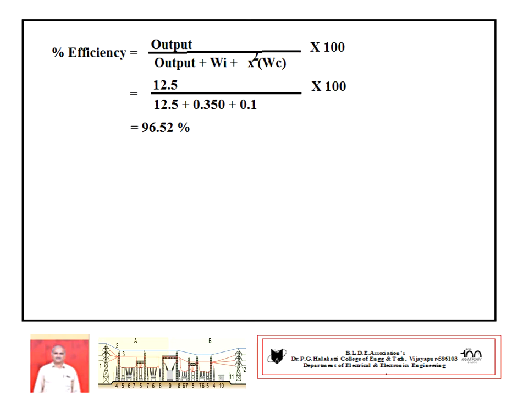Efficiency equal to output divided by output plus Wi plus X square times Wc. So 12.5 divided by 12.5 plus 0.35 plus 0.1. So you are going to get 96.52. Sir, you clearly understand one problem. The same process repeats for any number of problems. In this chapter we have two types of problems: problems on EMF equation, which we already solved, and problems on efficiency.